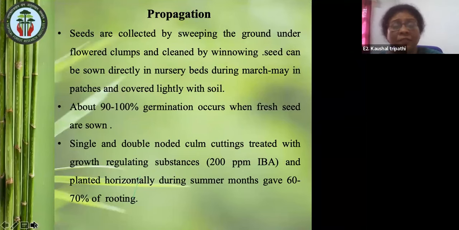Propagation. This is one of the species in which we get seeds, and seeds are collected and can be sown directly in the nursery bed. Sometimes we get the seeds during March to May in central India usually. We get around 90 to 100% germination if fresh seeds are sown. But if seeds are not available, then we go for single or double noded cuttings treated with 200 ppm IBA, which gave us a rooting of around 60 to 70% in the summer months when planted horizontally in the mist chambers. Next slide, please.